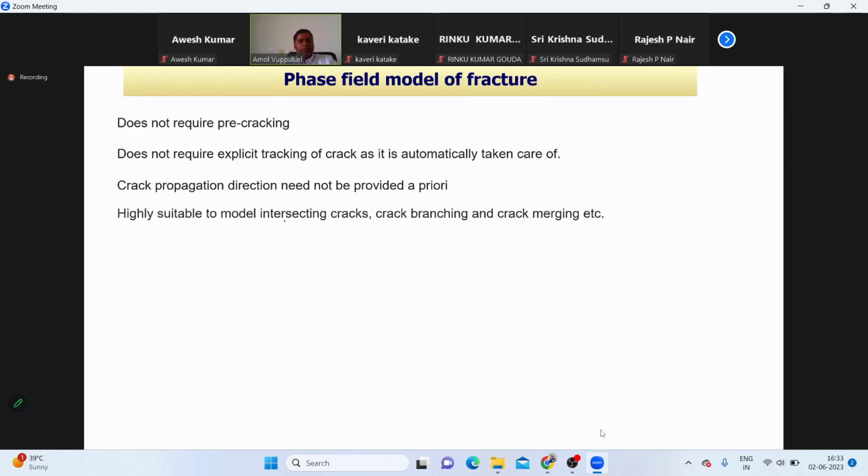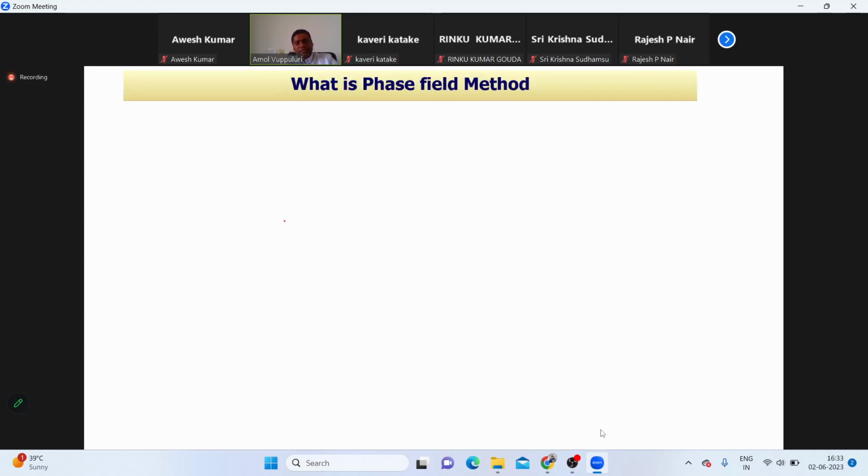It is highly suitable for modeling intersecting cracks, crack branching, and crack merging. That is the reason that these days this technique is really catching on, and most of the people working in fracture mechanics are shifting from extended finite elements to the phase field model, or they are combining the good aspects of phase field and extended finite elements.